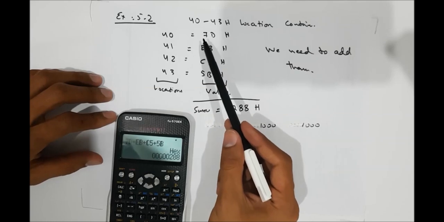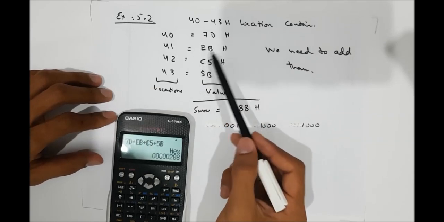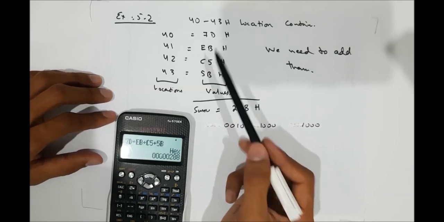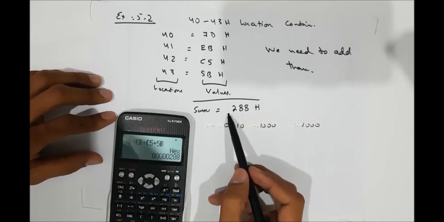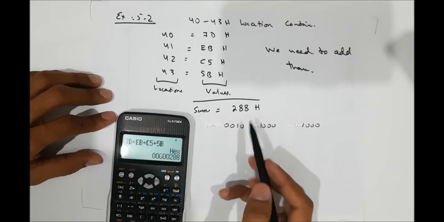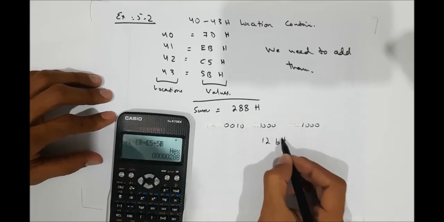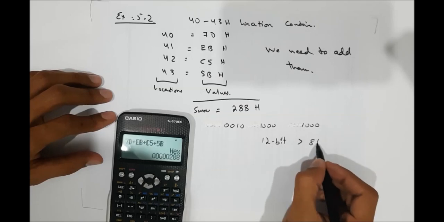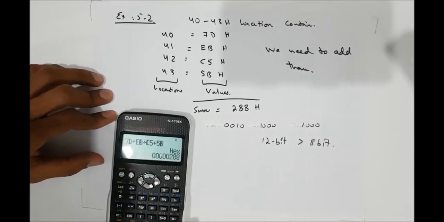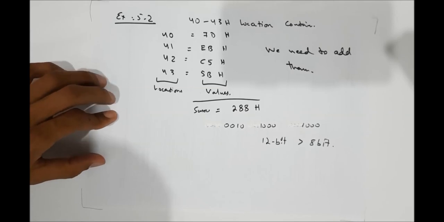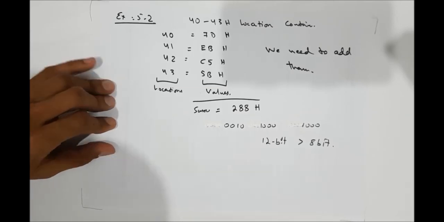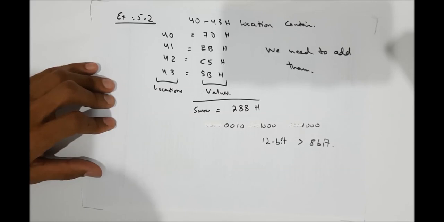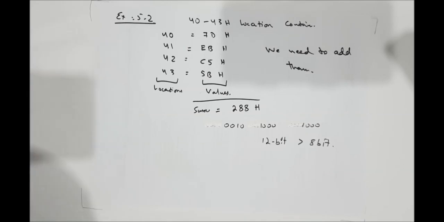7D is 0111 1101, then EB, C5, 5B. All of them are 8-bit numbers. But the sum of all these numbers is a 12-bit number, which is greater than 8-bit and cannot be contained inside a single register. So what we have to do is keep accumulating the carry after each individual sum into a single register. Let's do it using code. Let's write an example code for this purpose.